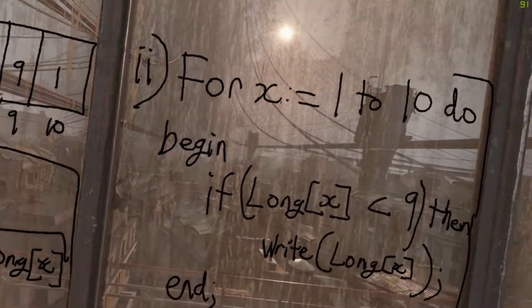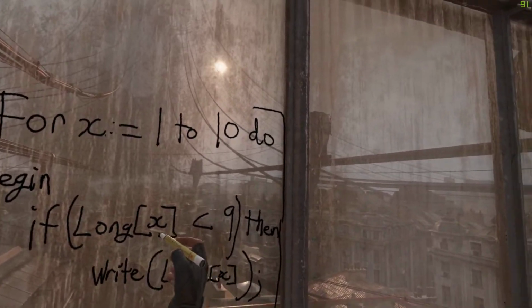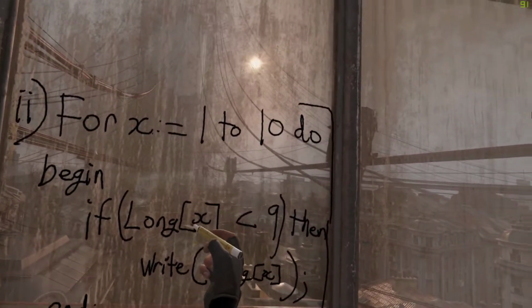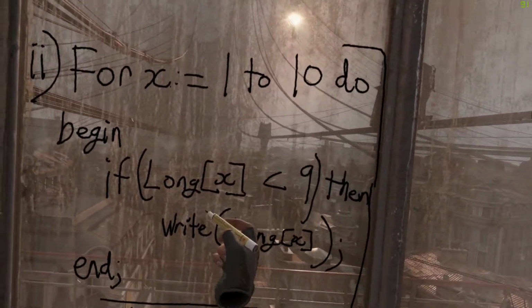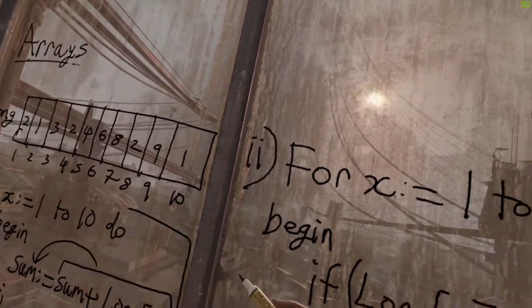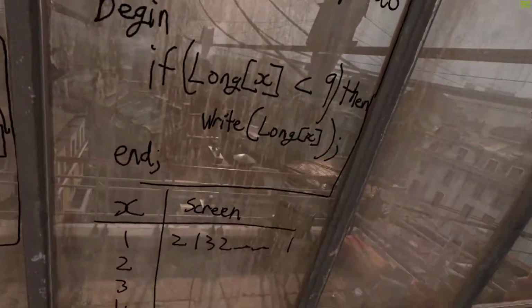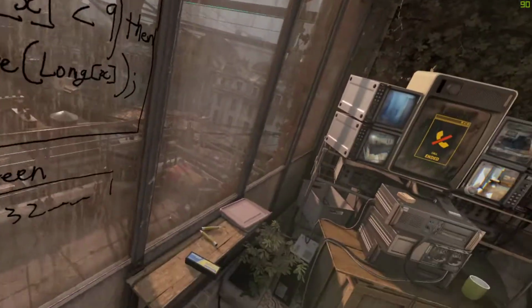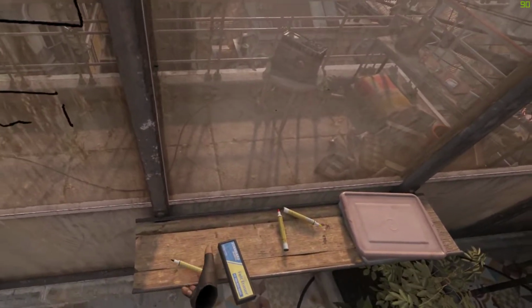All right, for part 2, it goes through each location in the array. It checks if the value stored at the location is less than 9. If it is, then we print out the number. If it's not, we don't do this and we just loop again. So eventually it goes through each location and prints out all the ones that are less than 9. So that was the answer for your homework. I hope you attempted it and I hope you understand it.